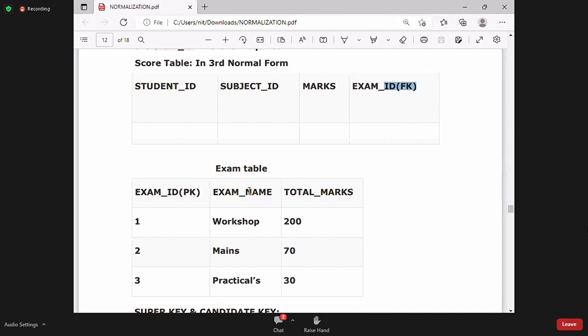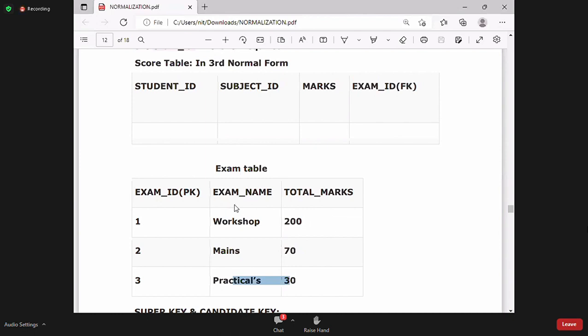Now we can see what happened. Examination ID primary key, examination name, total marks. So examination name workshop, workshop total marks how much? 200. Mains how much? 70. Practicals how much? 30. So based on your examination, workshop exam, main exams, practical exams, your marks will change. So workshop exam total is 200 marks. Mains total 70 marks. Practicals total 30 marks. Each and every exam is separated with its total marks.